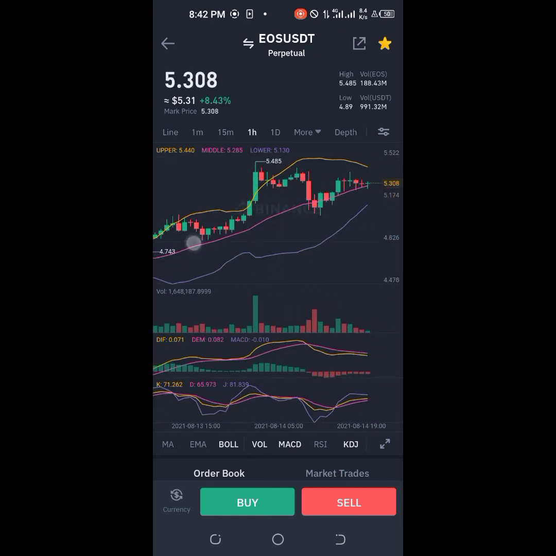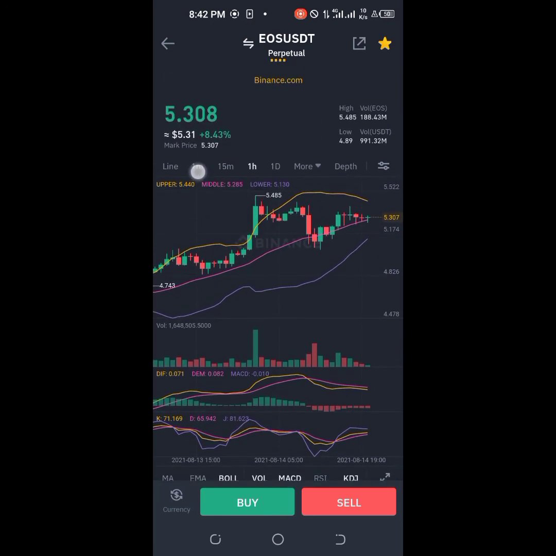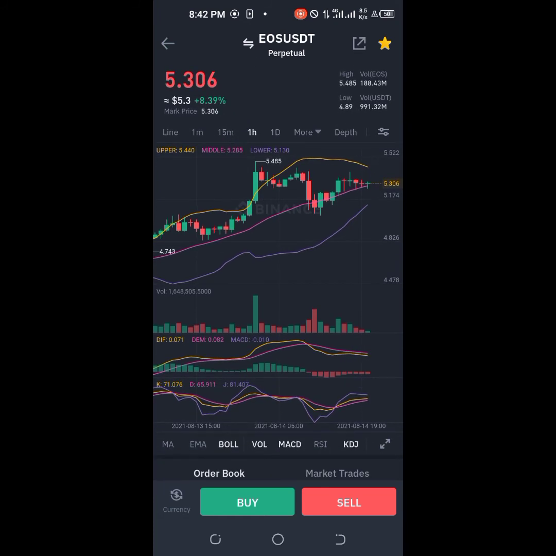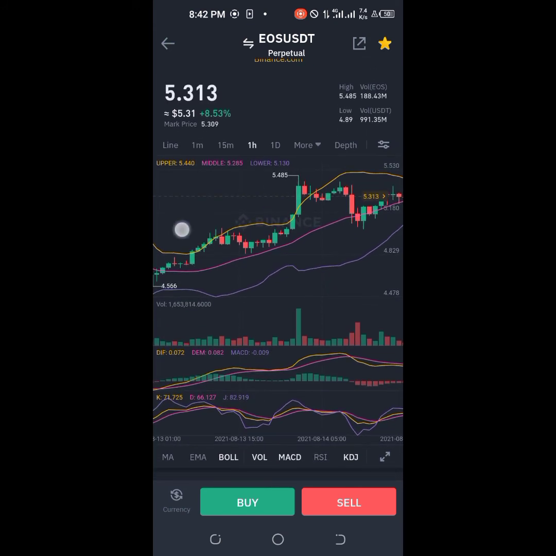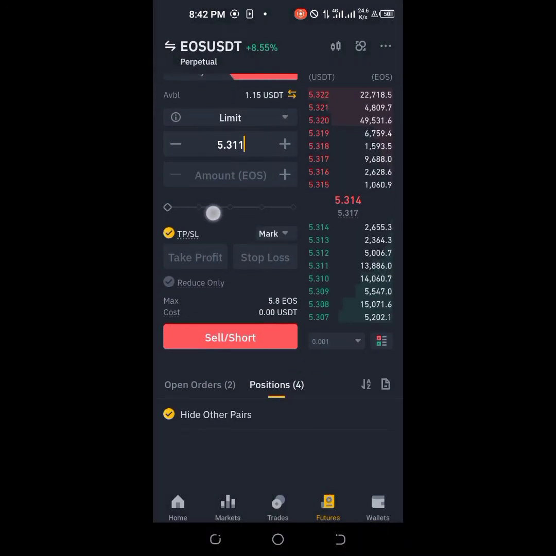This is looking at the 1 hour chart. You can see it. But I won't move into analysis this time. I'm just trying to teach you how to trade on Binance futures. I'm not going to move into analysis on that topic. Okay, let's move back to it. So this is it now.